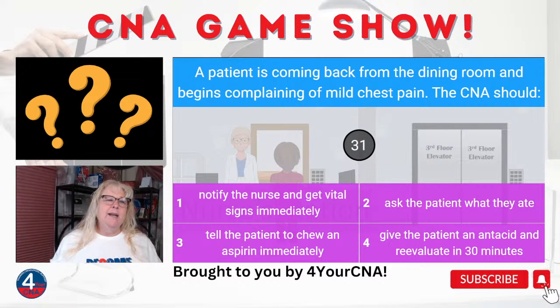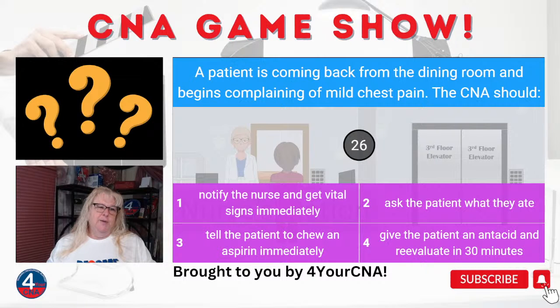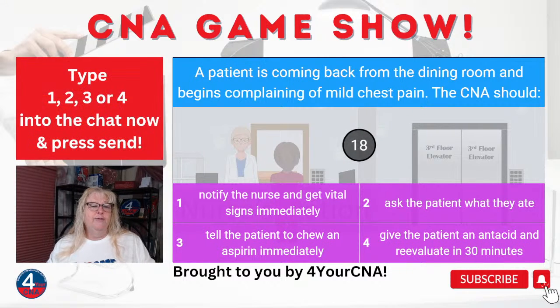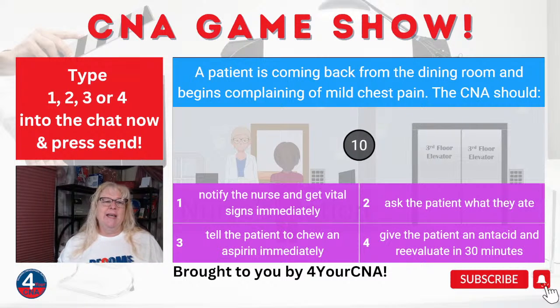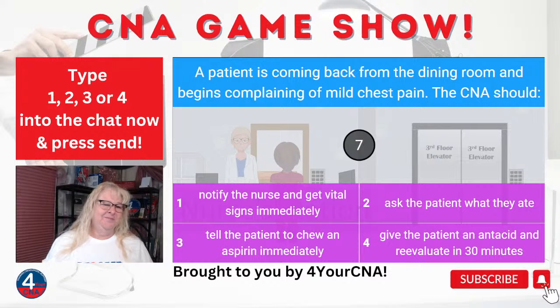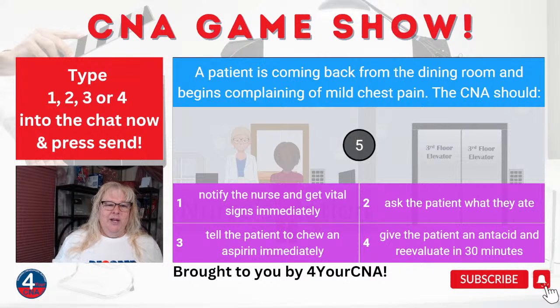So they're coming back from the dining room. They begin complaining of mild chest pain. What should we do? 1, notify the nurse and get vital signs. 2, ask them what they ate. 3, have them chew an aspirin immediately. Or 4, give them an antacid and reevaluate in 30 minutes. Go ahead and lock in your final answer. You have 10 seconds. What do you want to do here?